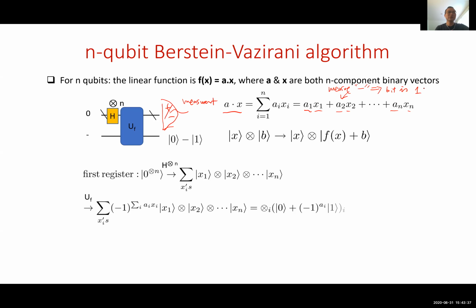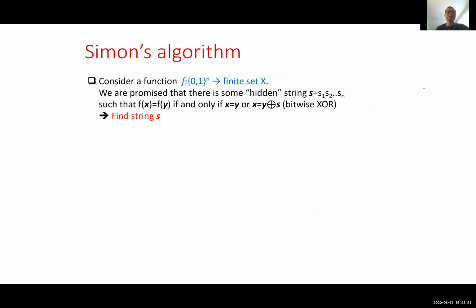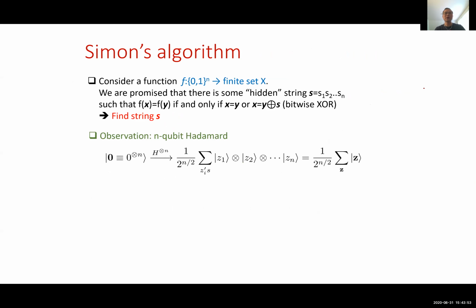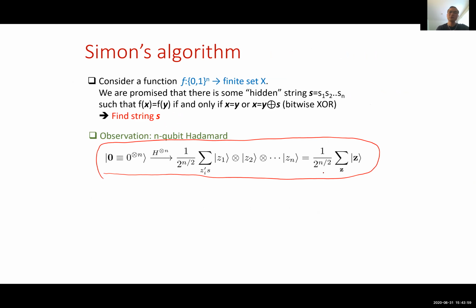The next algorithm is called Simon's algorithm. I don't want to discuss this in detail, but I just want to raise some interesting observations. This is related to your homework problem. 0 is mapping to this, but yeah, this one is exactly the homework problem.